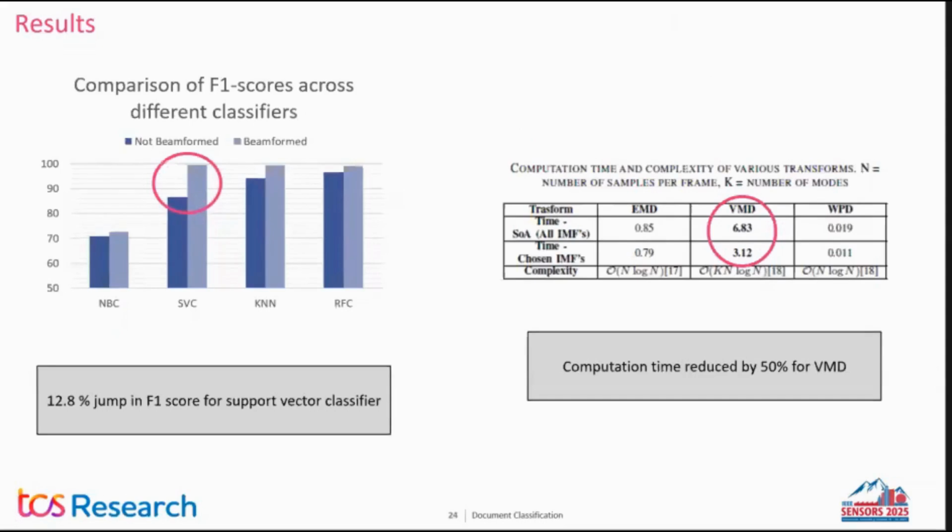Now here we are comparing the different classifiers for beamformed and non-beamformed. For the support vector classifier, there is a 12.8% jump in F1 score. And here we have compared the computation time for various wavelet decomposition algorithms. And we can observe that there is a 50% reduction in computation time for VMD.